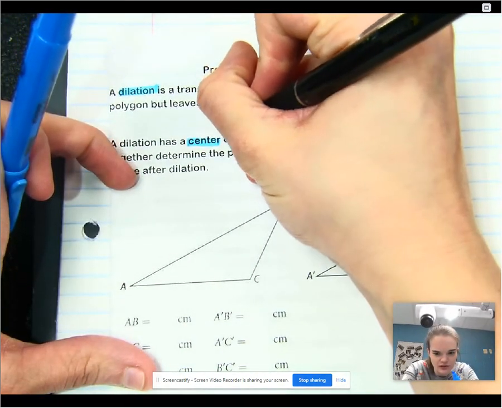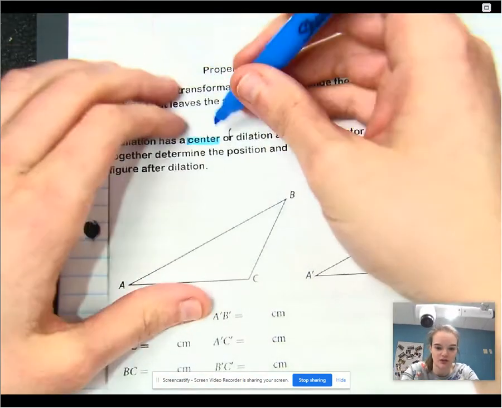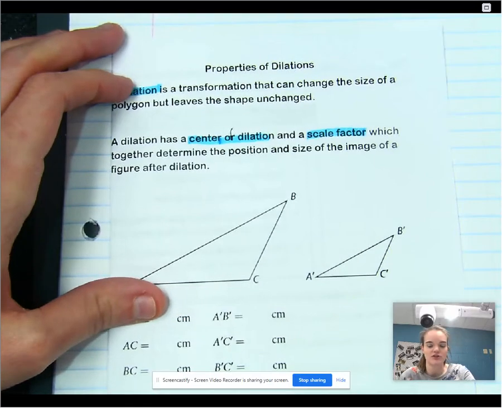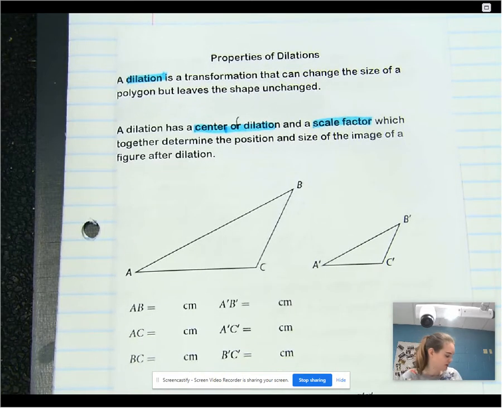A dilation has a center, that should say center of dilation, not or dilation, so let's change that to F. A dilation has a center of dilation and a scale factor. Center of dilation and scale factor are important in this, which together determine the position and size of the image of a figure after a dilation. So first of all, we're going to talk about the pieces of a dilation and all that.